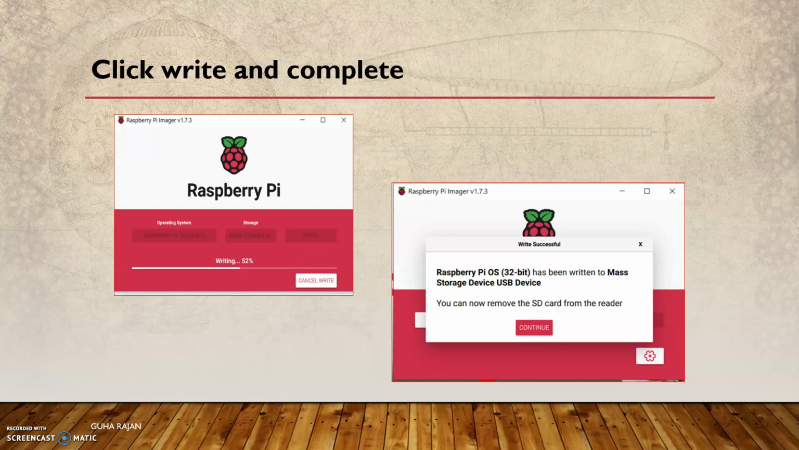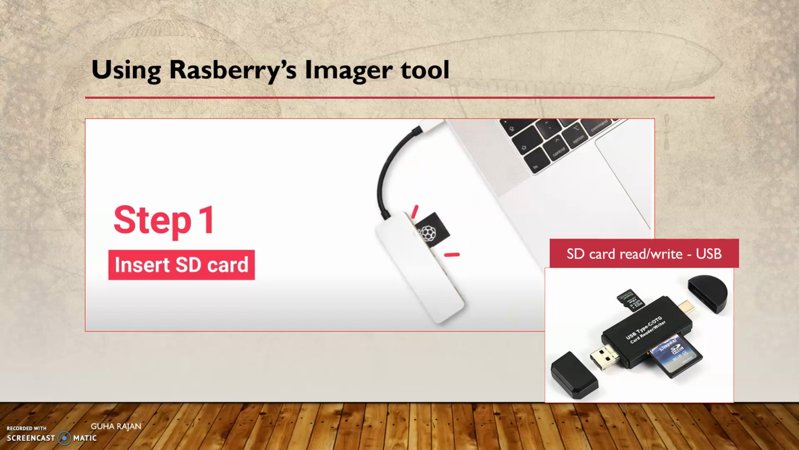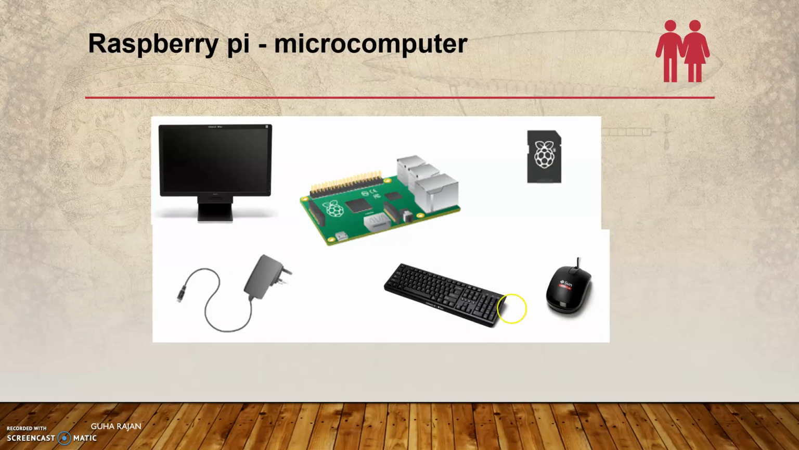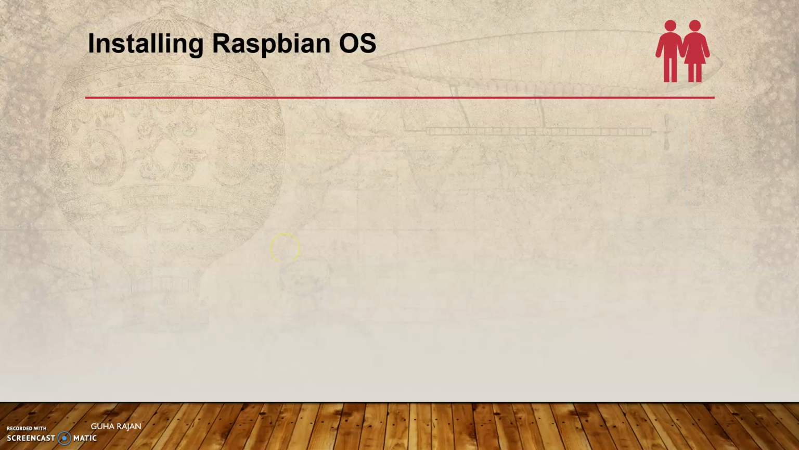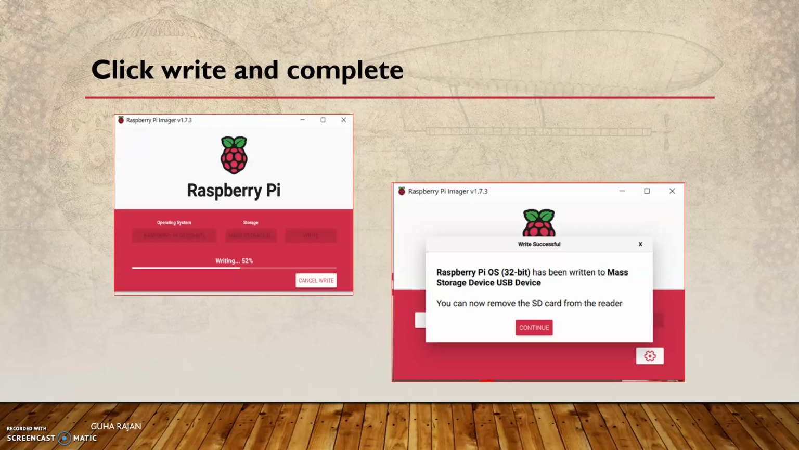You can remove the SD card and plug it in over here, in the SD card slot. It will be at the back side, and it will be visible when you take the Raspberry Pi board. You need to insert it. So this is through the Raspberry Pi Imager tool.